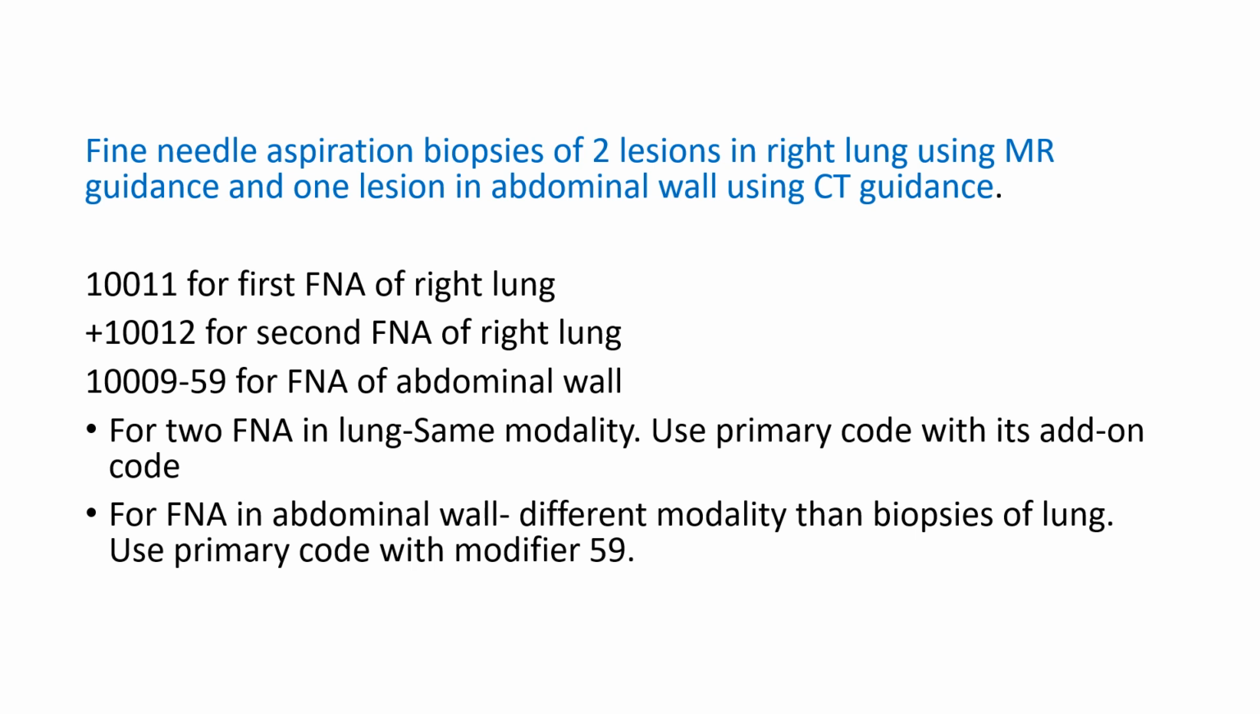10011 for the first FNA of right lung. There was another biopsy, right? So we need to give add-on code 10012 for the second FNA of right lung. And there is another FNA procedure in a different lesion using different imaging guidance. So for that we need to code the primary code for that imaging guidance, that is for CT. 10009 is for FNA of abdominal wall, but using modifier 59 as we are coding for a different imaging modality.